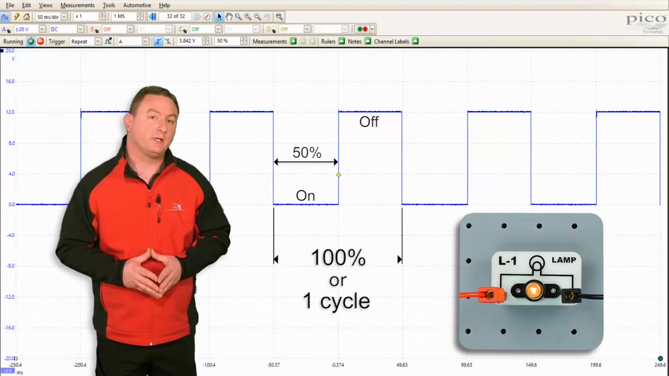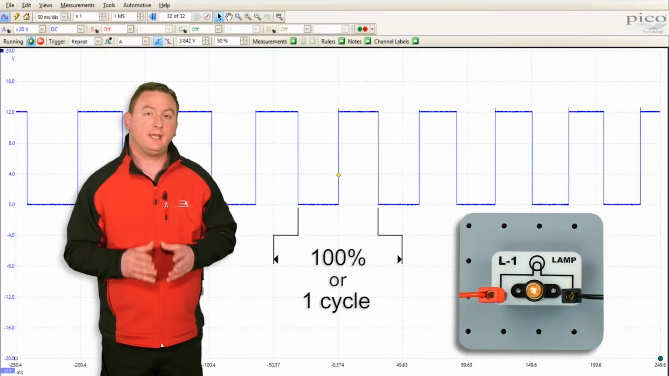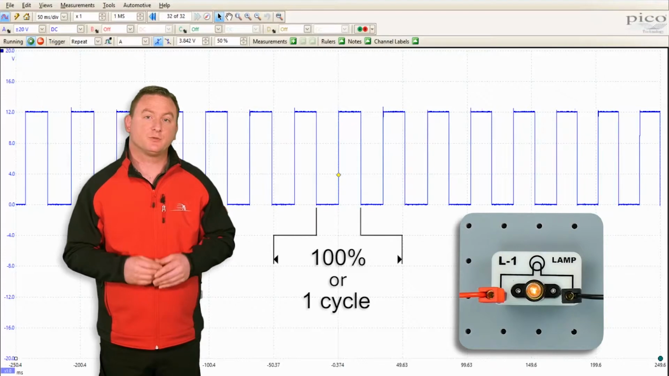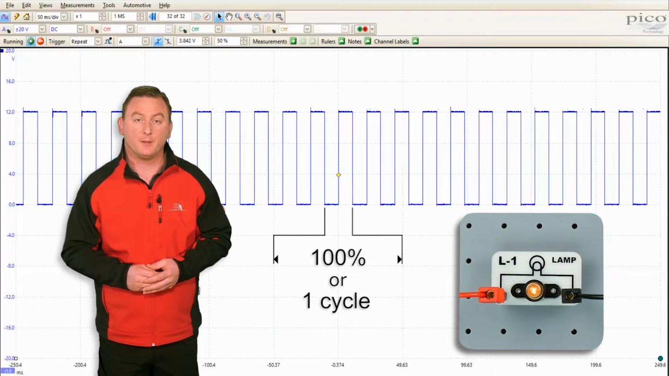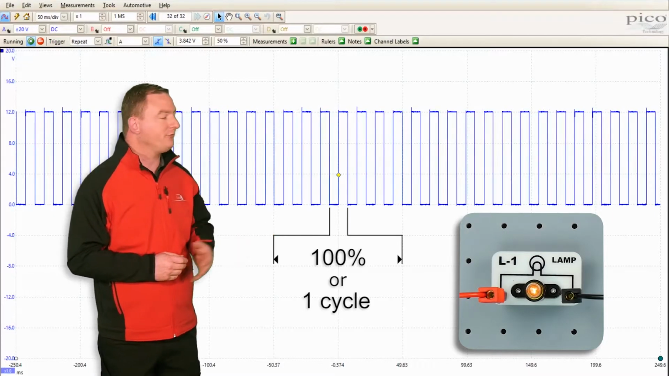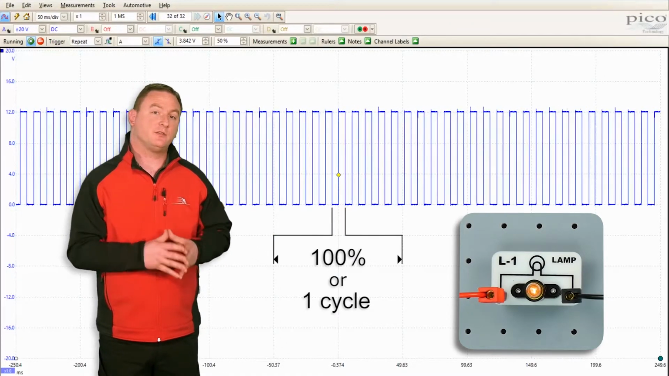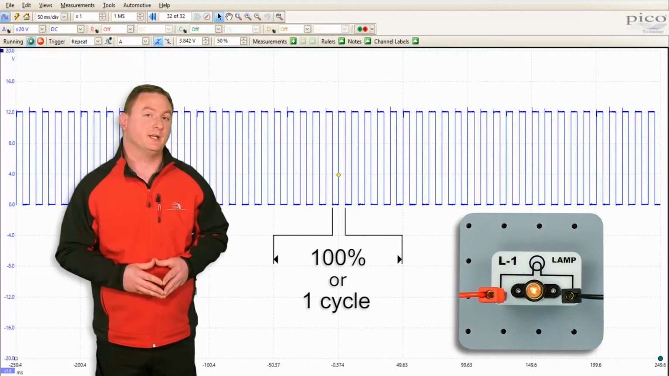At this rate of switching, we can still see the bulb flashing. So to stop being able to physically see the bulb flash, we need to increase the frequency beyond what can be seen by the human eye. So I'm going to choose a frequency of 100 times a second. So that here we can see the bulb has stopped flashing.